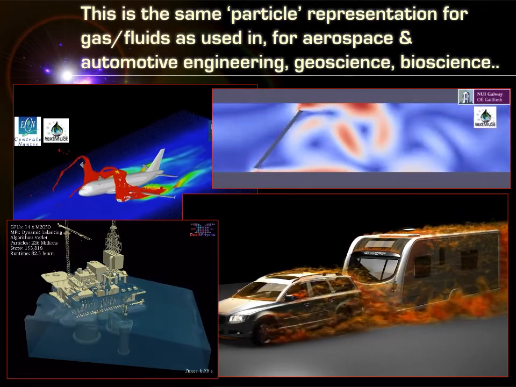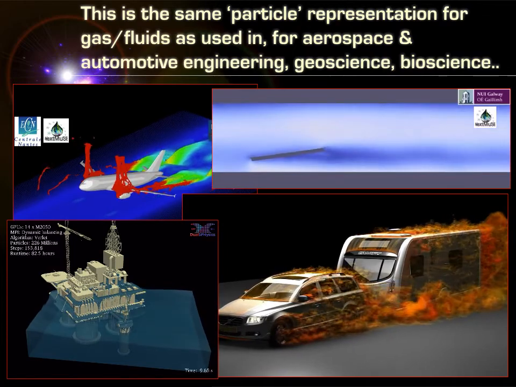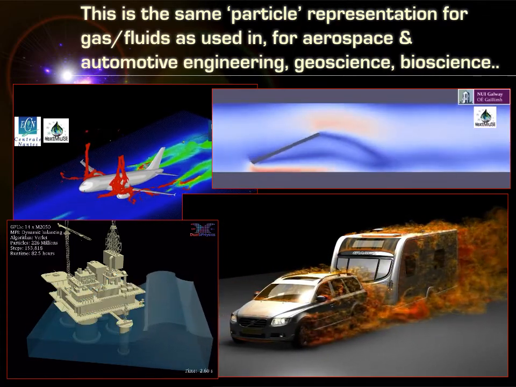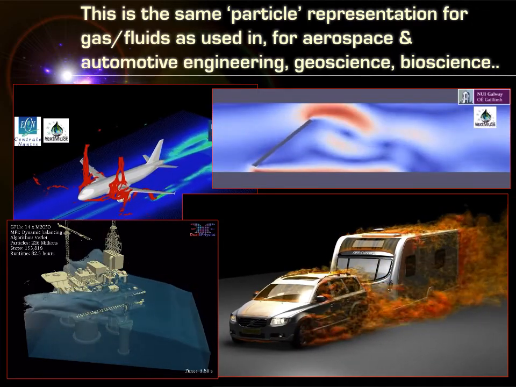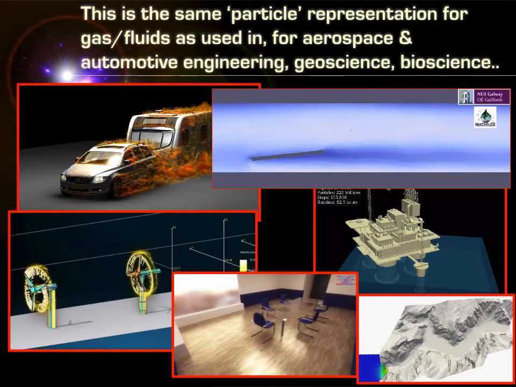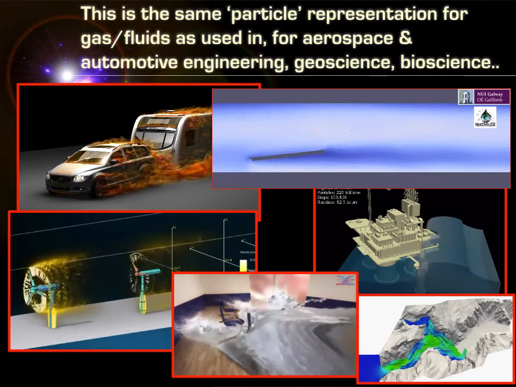You're seeing blood flow through an artery in an artificial heart. You see the turbulence of the blood as the valve opens and closes. Structural engineering in the bottom left, working out stresses and strains on an oil rig. Automotive engineering in the bottom right.